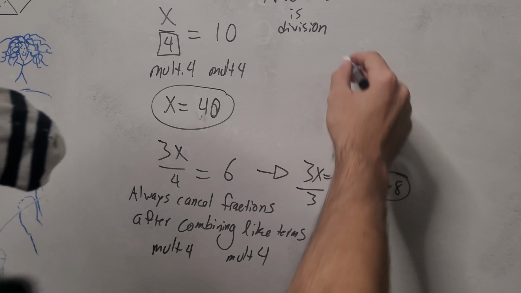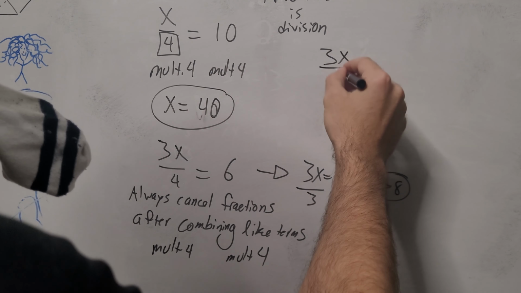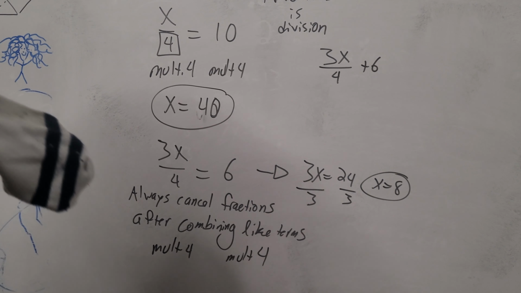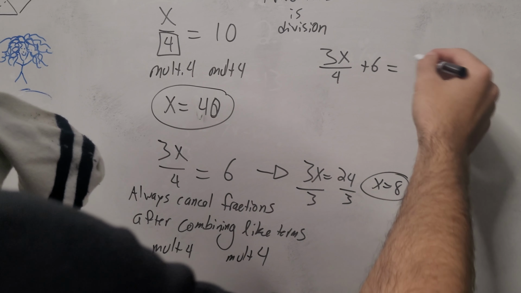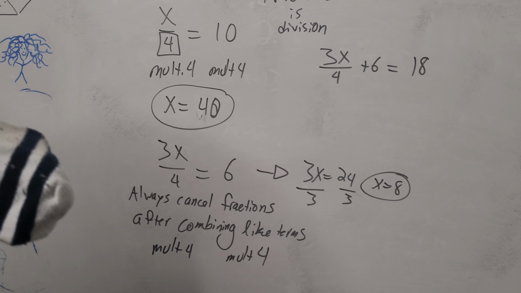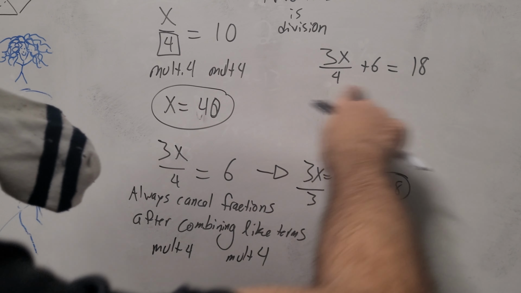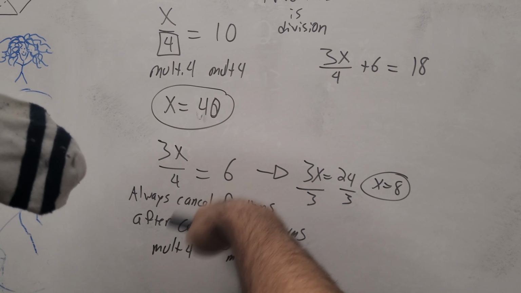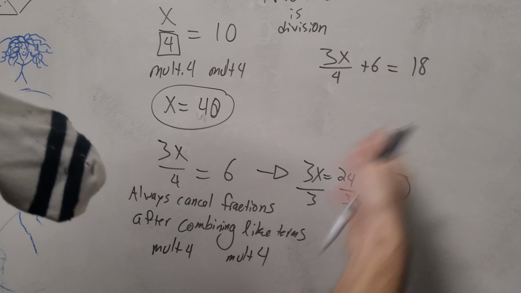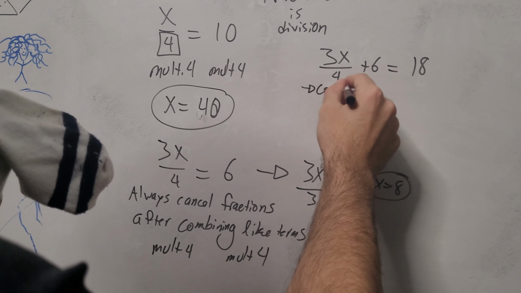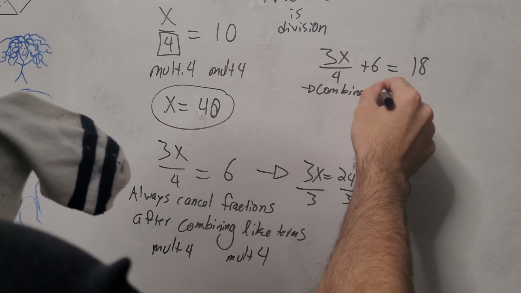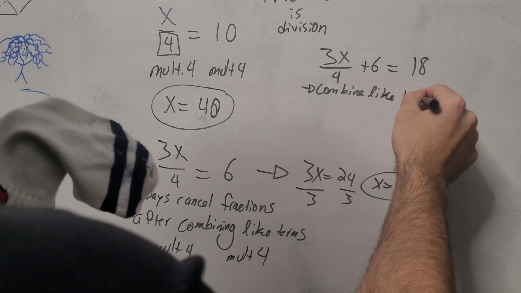All right, let's do one more. Let's do an example where we actually don't have all of the like terms combined. So 3x over 4 plus 6 equals 18. So what happens here? You could multiply everything by 4 if you wanted to, like what we've been doing. But that could complicate the numbers. First, combine like terms. Always combine like terms first, guys. It's the easiest way to do these things.